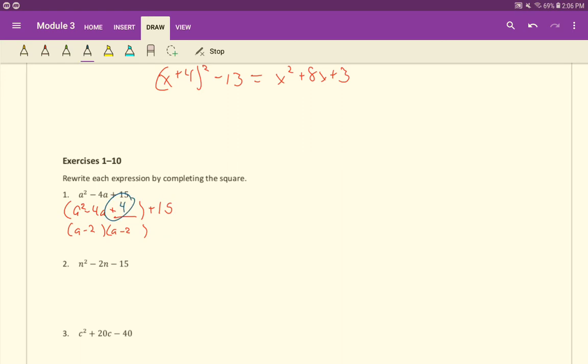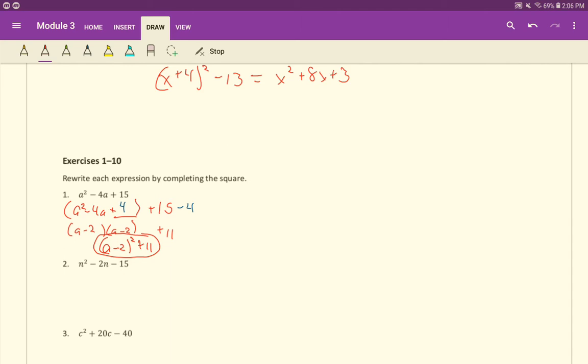Okay, so we're adding a 4 from out of nowhere here. And so we will have to subtract a 4 over here to balance it out, which means we will have a 11. So we'll have A minus 2 squared plus 11, and that'll be our answer. Okay, let's try this next one here.